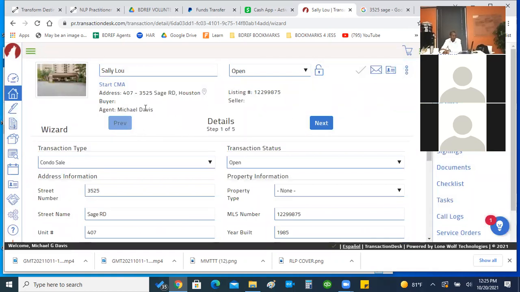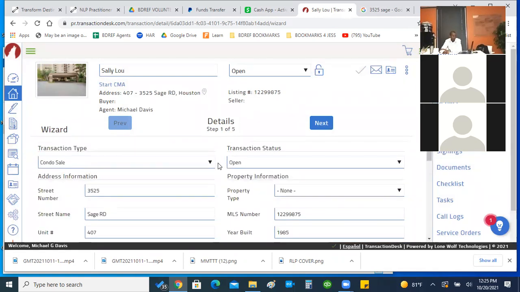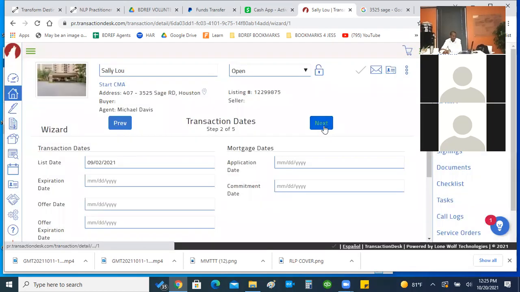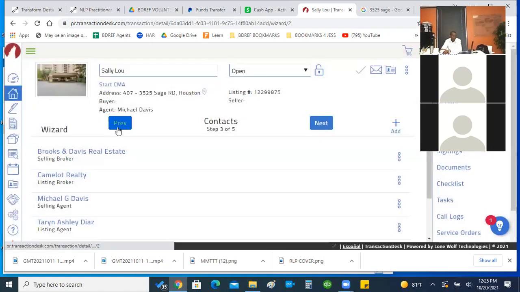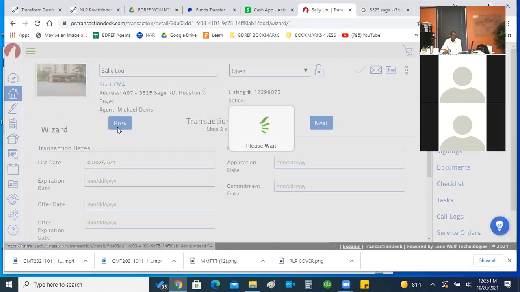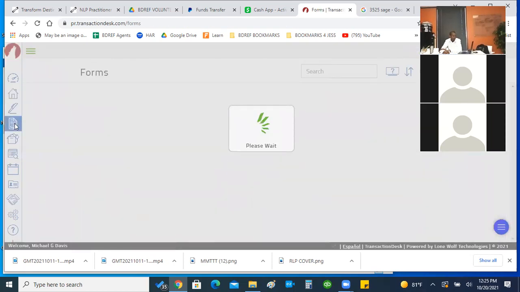All right, we got our information, got our listing number, we got all that. Okay, so what we do. That's what we liked about transaction desk, is that it'll populate all this information in there for you. So it's already in there. Makes our job a lot easier when we fill out these forms. All right, so let's go ahead and go to forms.